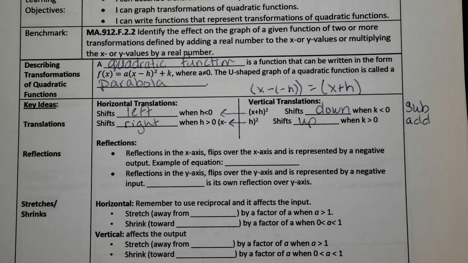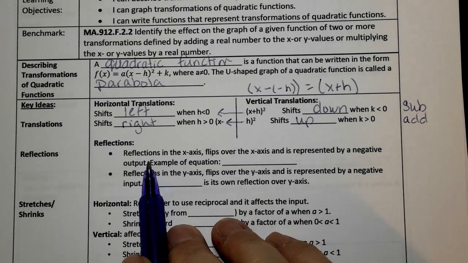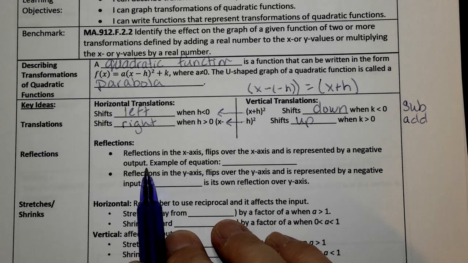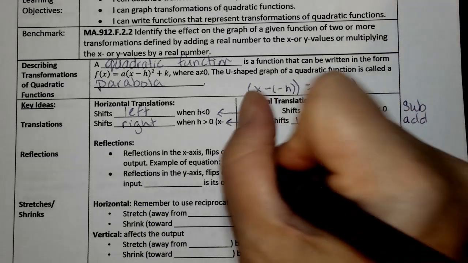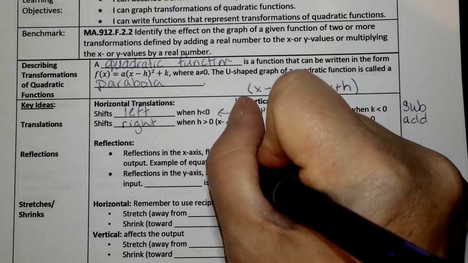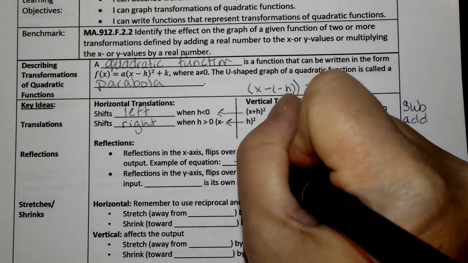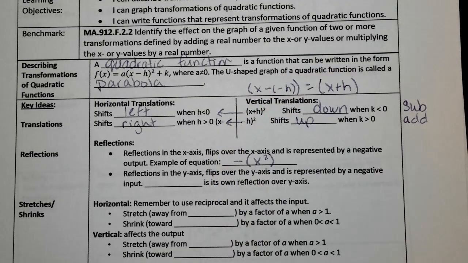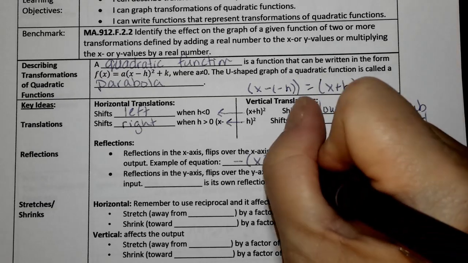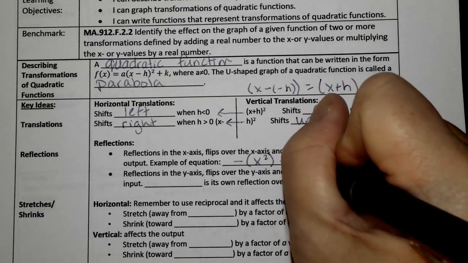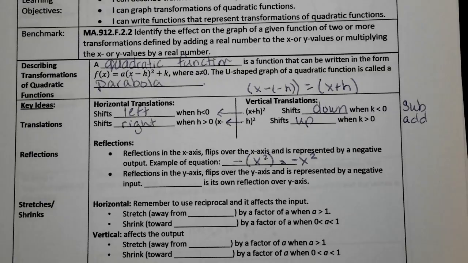Okay. Reflections. So reflections in the x-axis flips over the x-axis and is represented by a negative output. So an example would be negative x squared, which is equivalent to negative x squared. So either one of those.